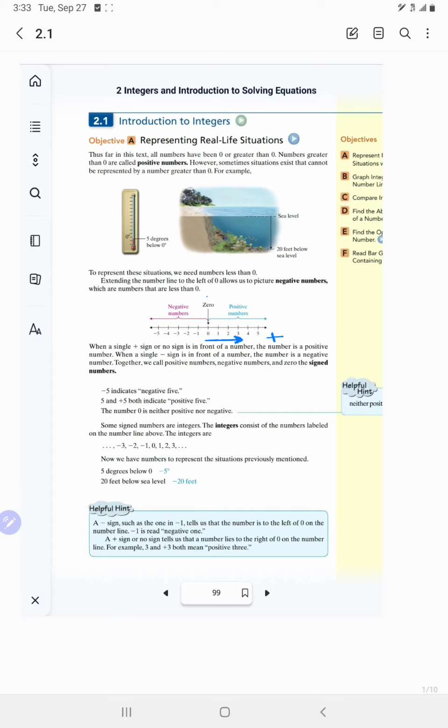And then from 0 towards the left, we have the negative numbers, and they decrease in value going towards the left. To indicate a negative number, we have a negative in front of it, for example -5. A positive number is just a number where we omit the plus sign in front.